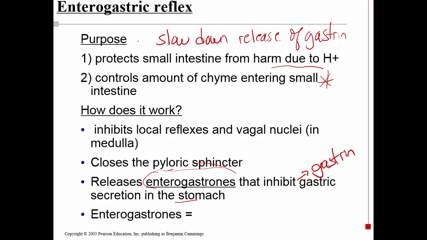There are many different enterogastrones. There are many different hormones that do this. I'll just list a few of them. We won't go into these, but you might see these later on. Secretin, somatostatin is another one. There's several of these, and if you read in the book, they'll mention them.